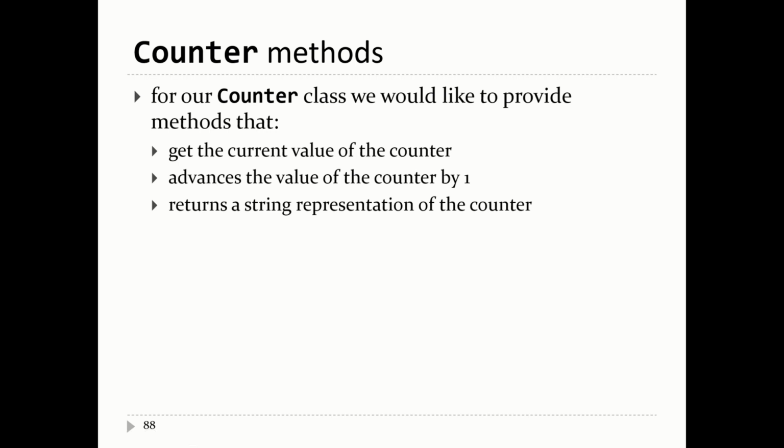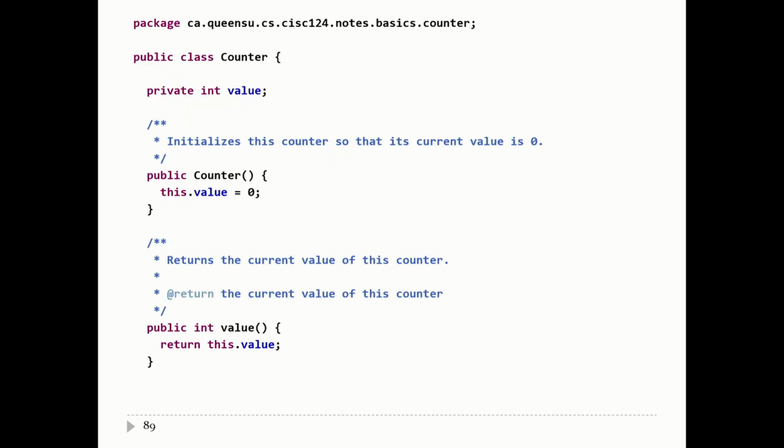Okay. So we can also add methods to our counter class. Remember, our counter is just a thing that counts up by 1. If you're implementing a counter, what do you want people to do with it? Well, they probably want to get the value of the counter, advance the counter by 1, and get a printable version of a counter. So let's go ahead and implement those methods.